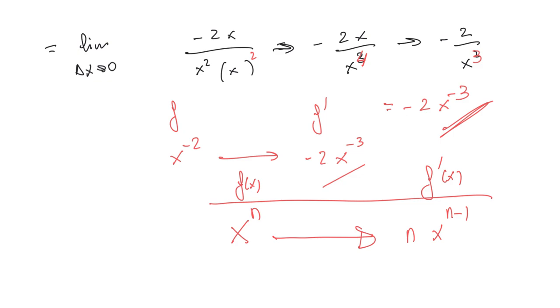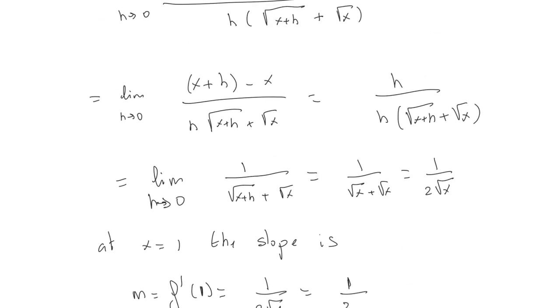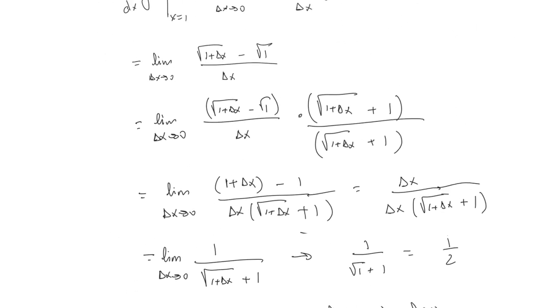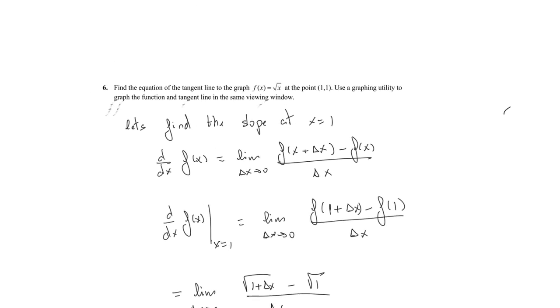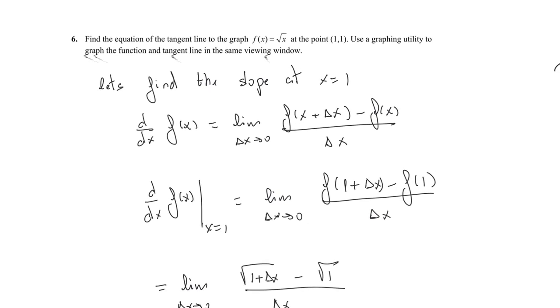Okay, let's go to the next problem. The next problem, using the same definition, says: find the equation of the tangent line to the graph of square root of x at the point 1, 1. Square root of x goes like this. When x equals 1 it is 1, so this height is 1. And the graph goes like this. It has an infinite slope at x equals 0 and goes like this.